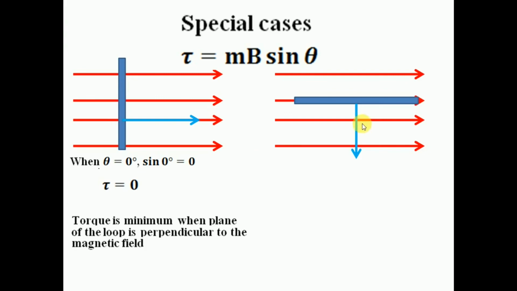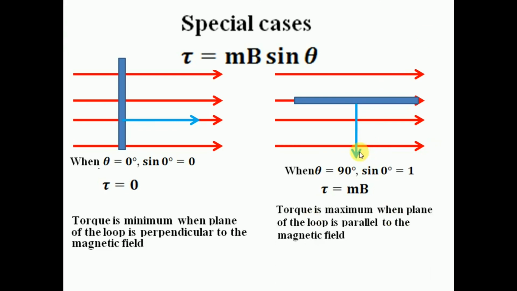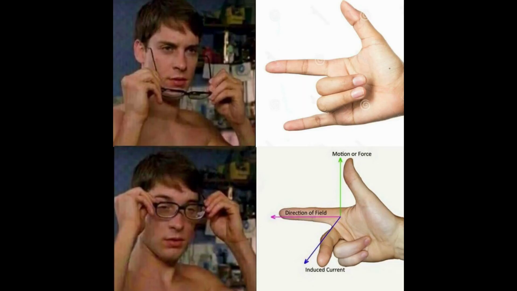Now this time the angle between the magnetic field and the area vector is 90 degrees. So this time I can use theta is equal to 90 degrees and tau will be mB. So the torque is maximum when the loop is parallel to the magnetic field. The loop is parallel but the area vector is perpendicular, so don't get confused with this 90 degrees and parallel. This is the end of the video.